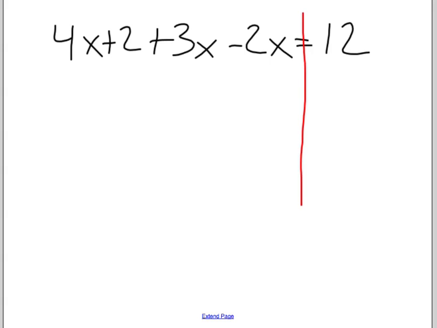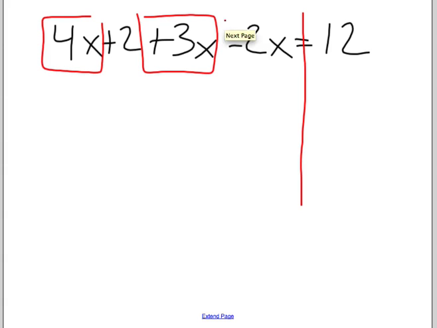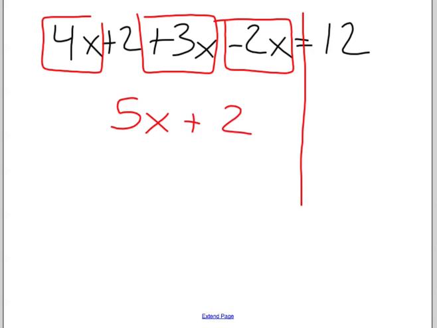I have 4x plus 3x minus 2x. So I'm going to take the coefficients of those and add them. 4 plus 3 minus 2. So you have 5x, and then this plus 2 is by itself, so I'm going to leave it alone. And the 12 is by itself, so I'm going to leave it alone.